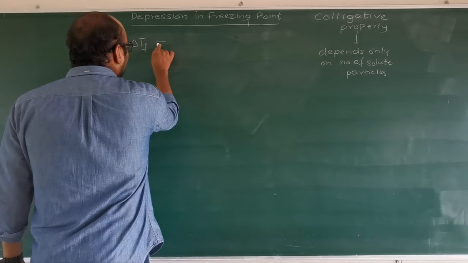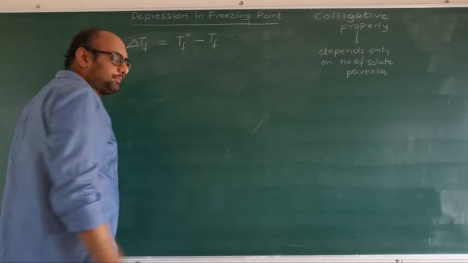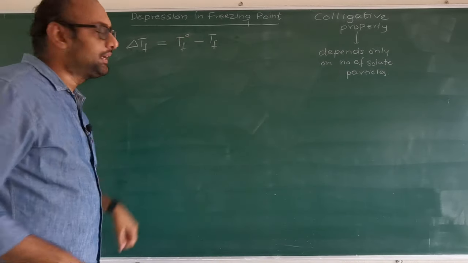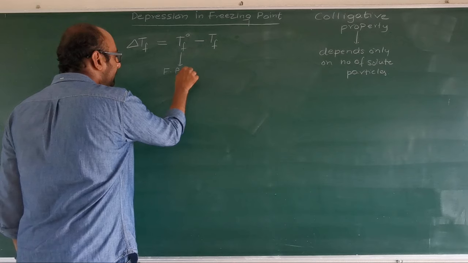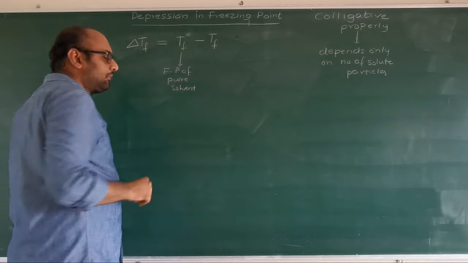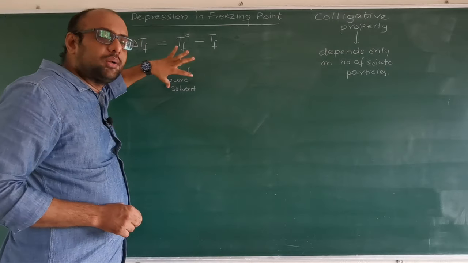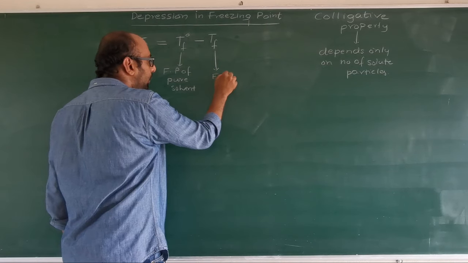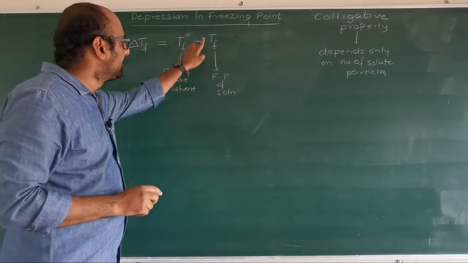It will be equal to T naught F minus Tf. The depression in freezing point is equal to Tf naught minus Tf. Here, Tf naught is called the freezing point of pure solvent. I explained to you before, if zero is present here, you always have to consider the pure component. Now, Tf stands for the freezing point of the solution. Freezing point or melting point of the entire solution, that is Tf.